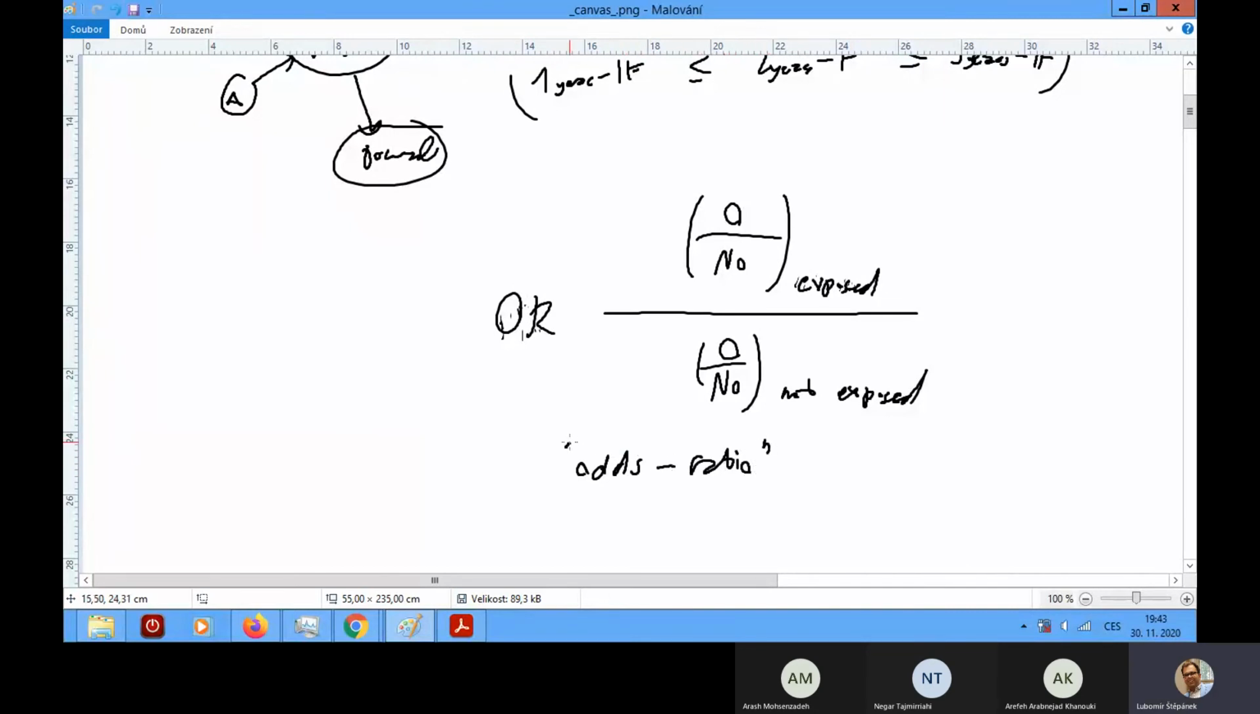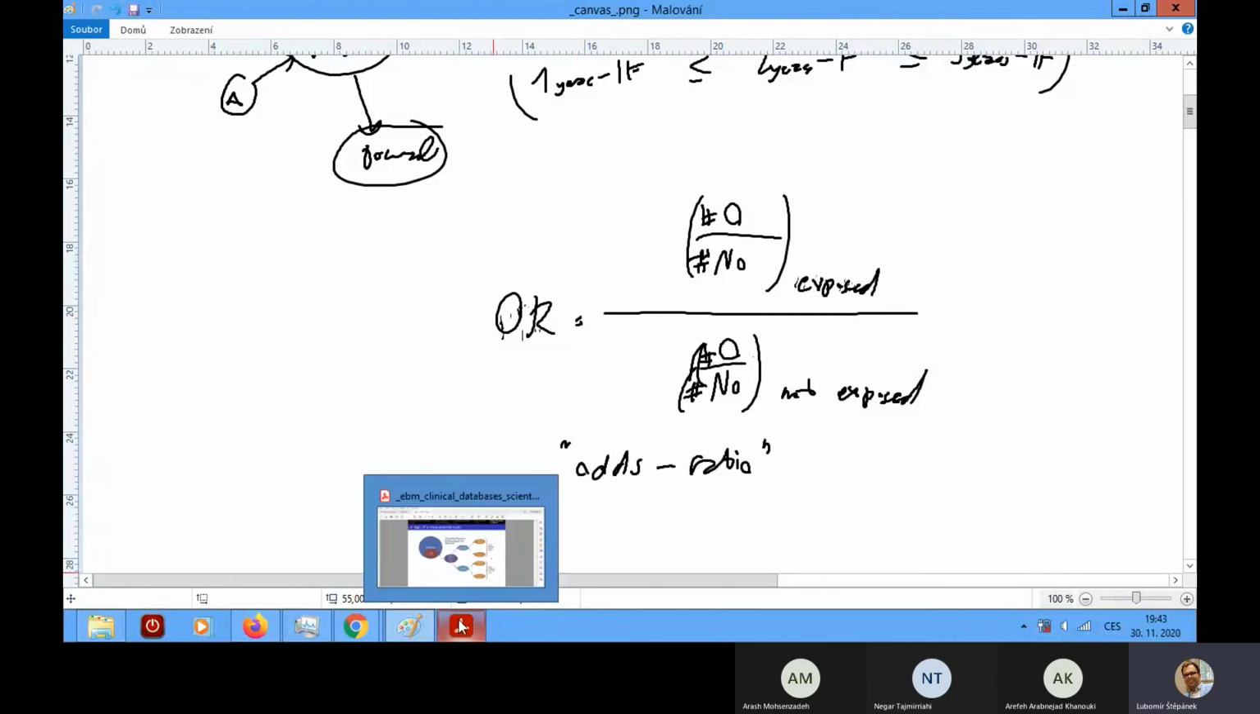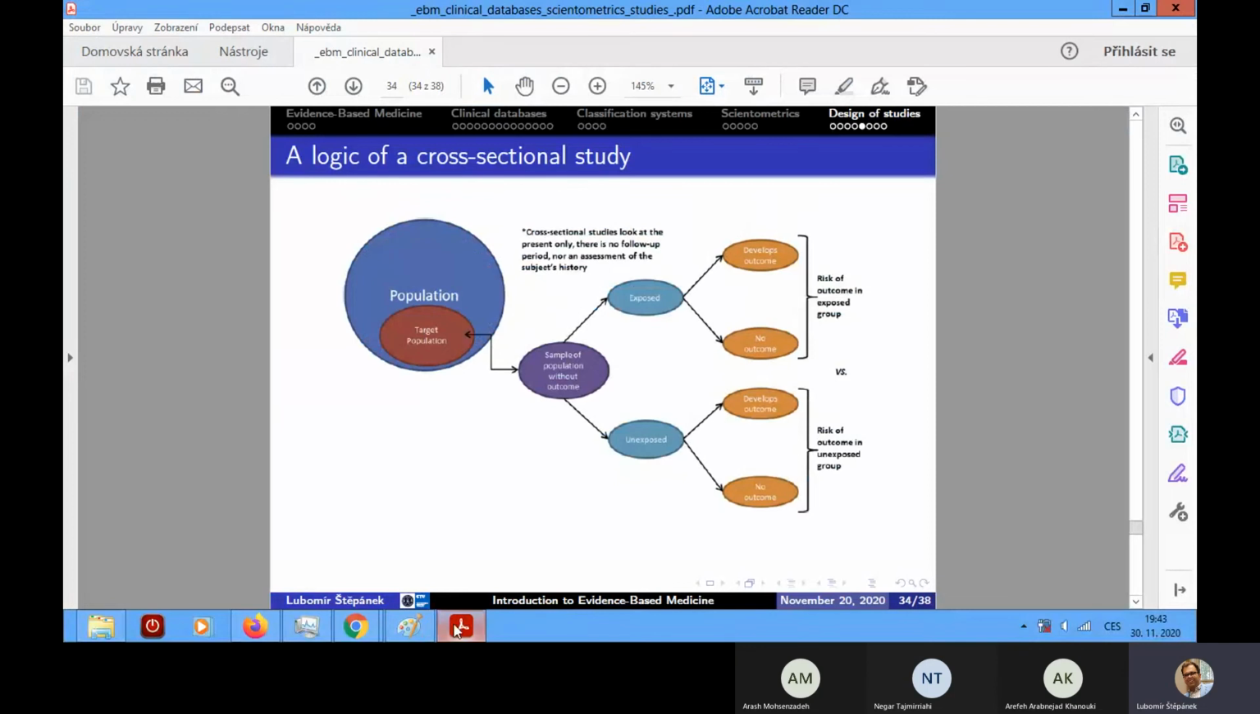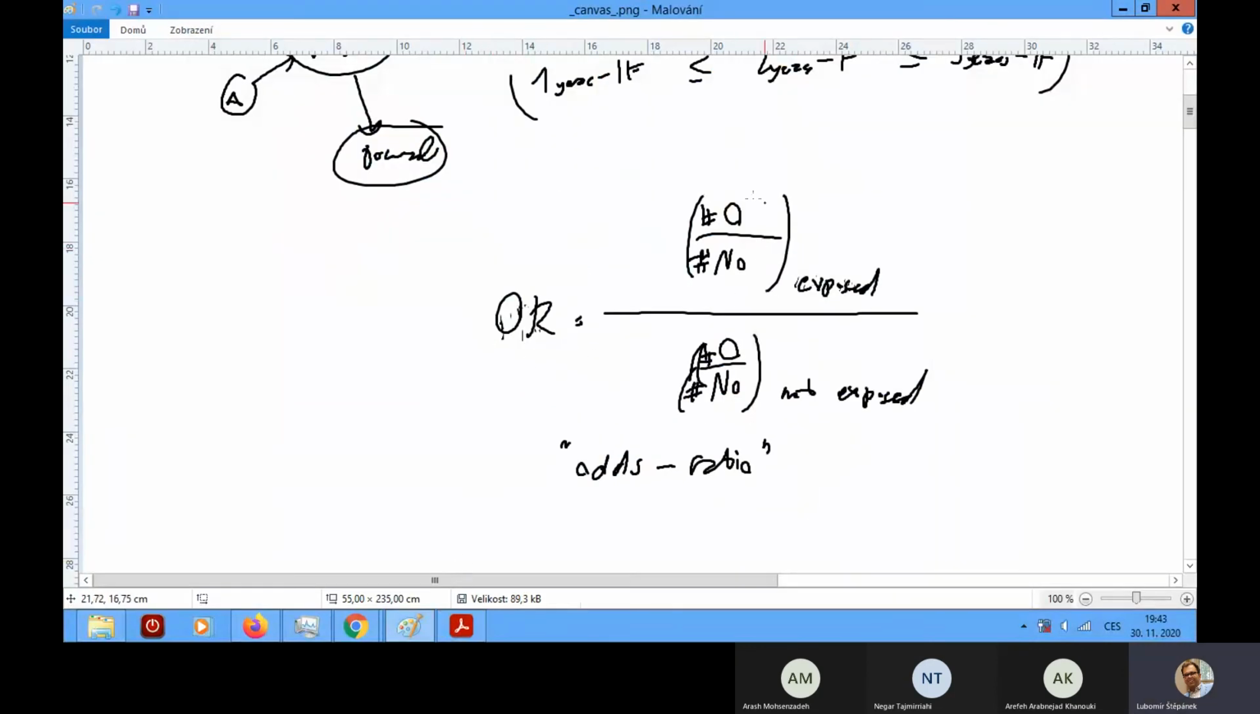I believe that Dr. Klaschka talked about this in his lecture. The numbers of outcome in the exposed subsample, the number of no outcome in the same, the number of outcomes in the not exposed subsample, and the number of no outcomes in the not exposed. This is absolutely basic calculation; we simply compare these four numbers. The higher the odds ratio, the higher the risk that the exposure to the factor carries, because the number of outcomes developed in the exposed subsample is higher.